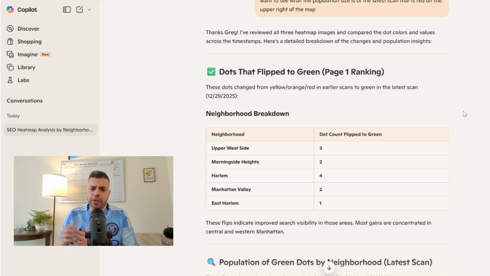When I'm talking to my clients, a lot of this is saying, based off the latest scan that I took on December 29th, Upper West Side had 3 dots flip. And then as you can keep going through Harlem, East Harlem, et cetera.